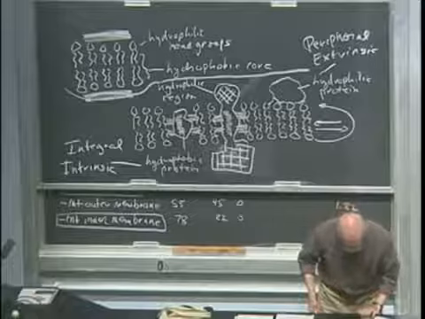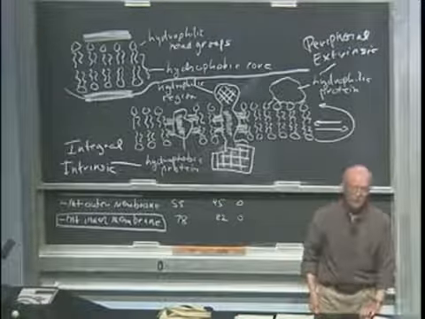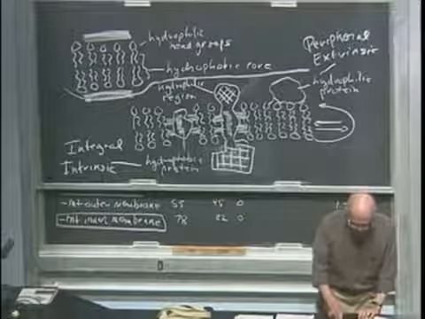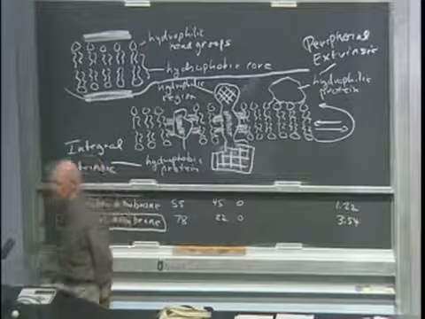This is a fraction of membrane proteins from human erythrocytes, red blood cells. So you can see there are a lot of bands on this. Each one represents a different protein.